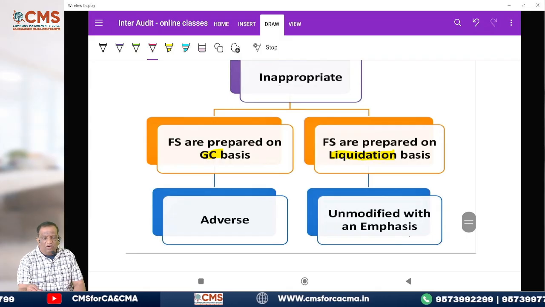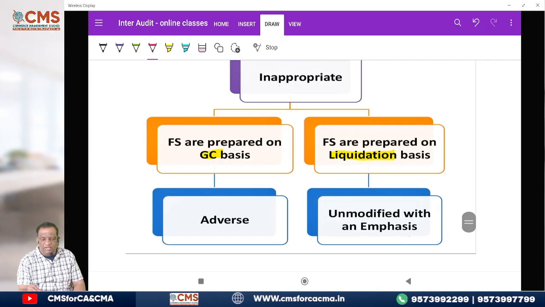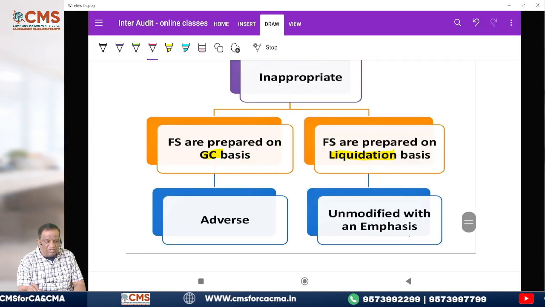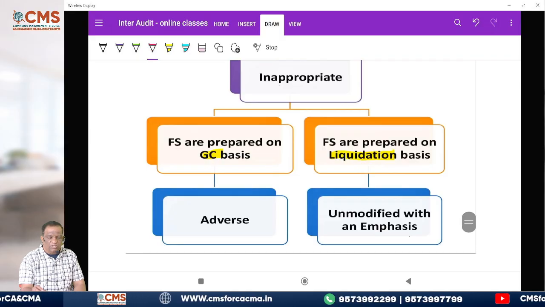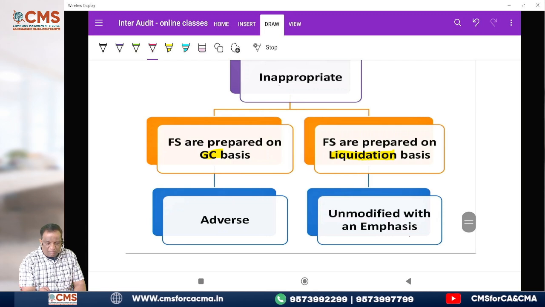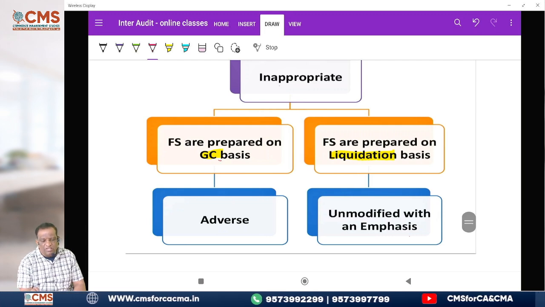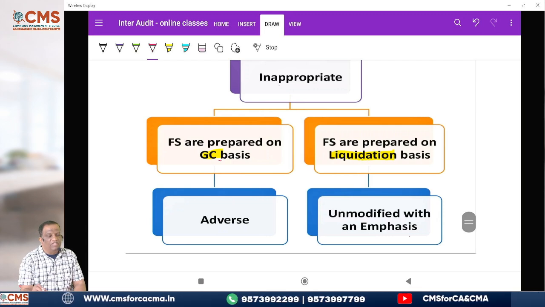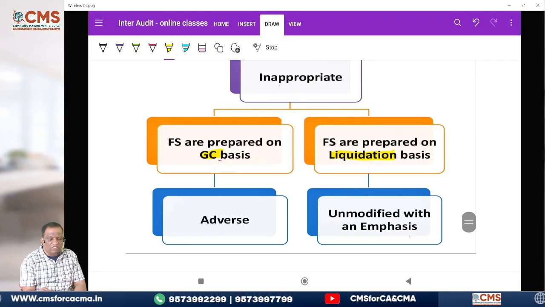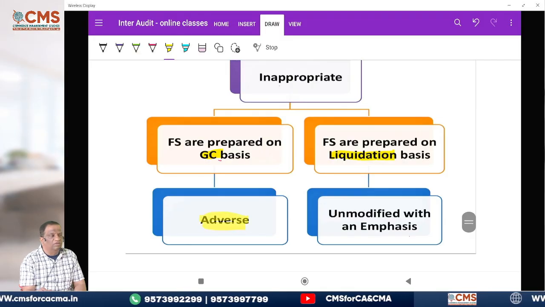Inappropriate is when the auditor believes the entity will not continue. And as an auditor, when you believe the entity will not continue, what do you do? You start analyzing how the financials are prepared. Were they prepared on a going concern basis, or on a liquidation basis? If they are prepared on a going concern basis, which is incorrect because the entity will not continue, then you will issue an adverse report.